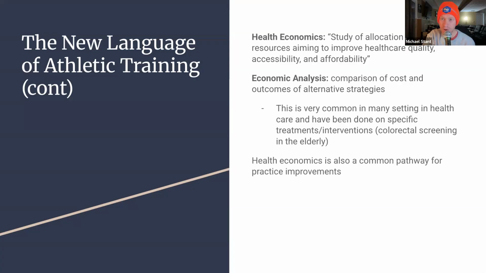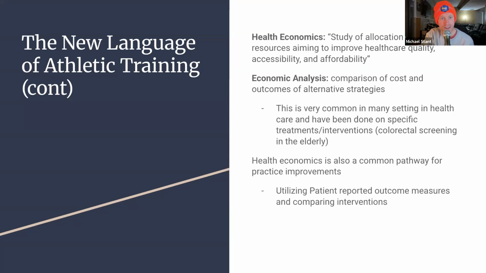And what I pointed out, this is a common pathway for practice improvements because in order to show your value, you've got to be documenting everything. You've got to be able to identify trends and go, "Oh, maybe we had an increase in shoulder injuries at football for whatever reason. Why is that?" And I'll go through my own example real quickly at the end. Another way in which they also utilize it is, are you utilizing patient-reported outcome measures and comparing interventions depending on what you're dealing with in your athletes.